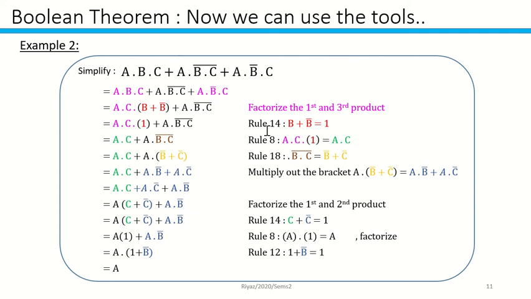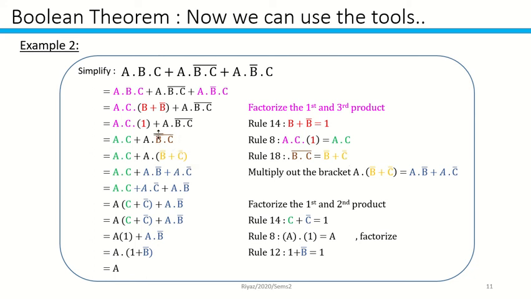And then by using rule number 14, b plus b bar equals 1. So over here, b plus b bar equals 1. Rule number 18, anything times 1 will become anything. So over here, a dot c times 1 will have ac, similar to this situation. And for b dot c bar, you use the De Morgan law, and you get b bar plus c bar, you got this one.